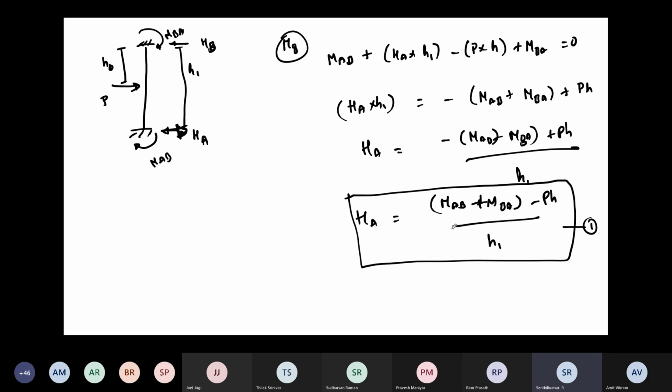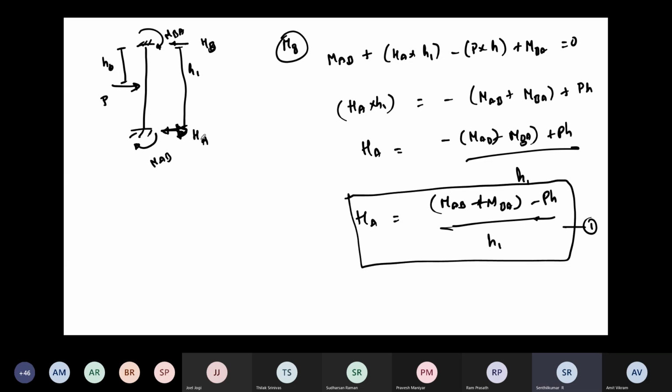To find HA alone, what is the reaction developed due to these loadings? MAB plus MBA minus P into H divided by H1. If the load P is not there, this term will be 0, and only MAB plus MBA divided by H1 remains. That is your horizontal force, or horizontal reaction, developed at the support A.